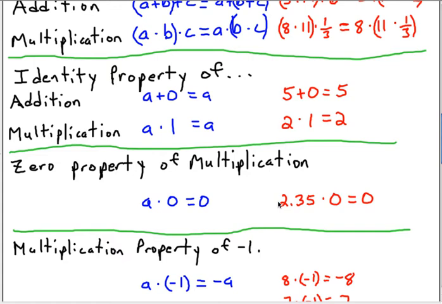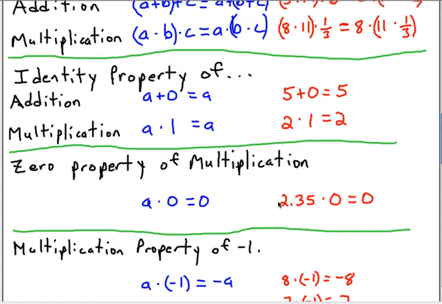The multiplicative identity is multiplying a number by 1 equals that number. So for instance, 2 times 1 equals 2. Then we have the 0 property of multiplication. This one's pretty obvious. Any number times 0 equals 0. So 2.35 times 0 is going to equal 0.